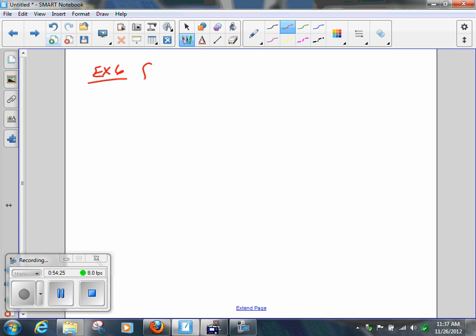I think this is example 6. If your function is the square root of x plus 3, where x has got to be greater than or equal to, you tell me. What do you think it's going to be greater than or equal to? Negative who? It's going to be negative 3. Because we don't want it to be negative, right? Be an imaginary number. Find the inverse.